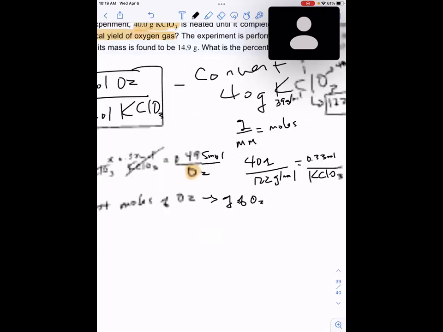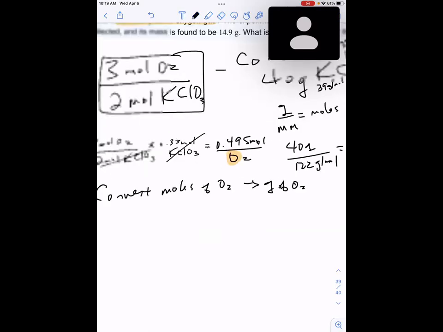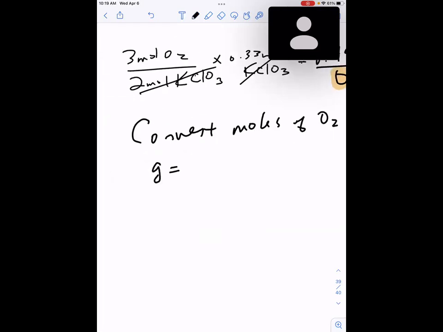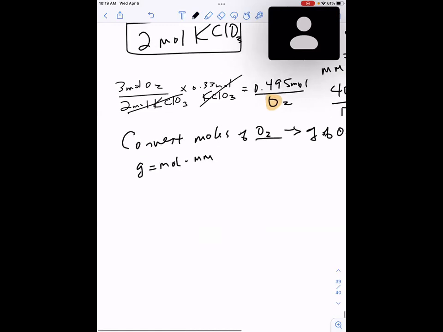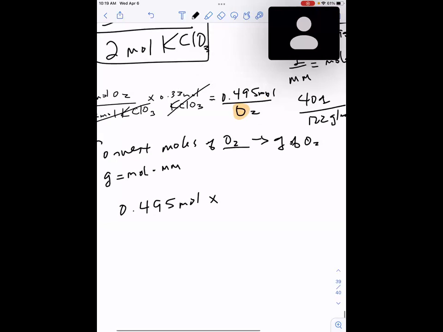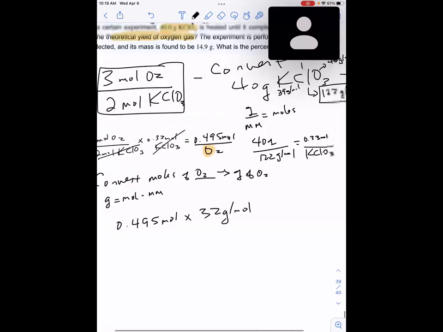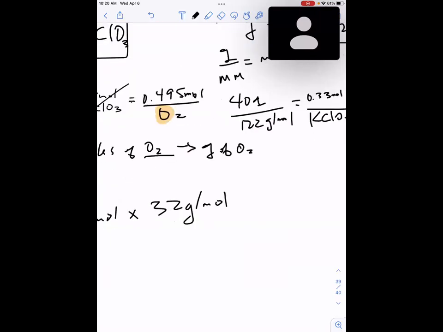Right, so moles of O2 into grams of O2. And I know how to do this, right? I take the number of moles times the molar mass. So grams is moles times molar mass, and the molar mass of O2 is just 32 grams per mole. So that's going to be 0.495 moles times 32 grams. It's going to be close to 16 grams. Not quite 16, but close.